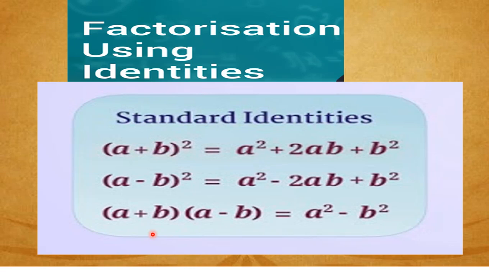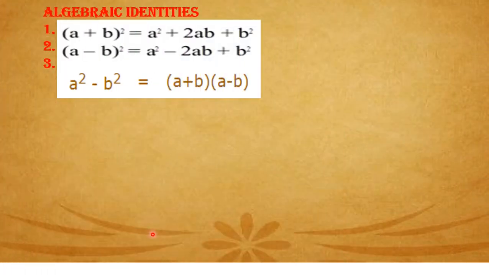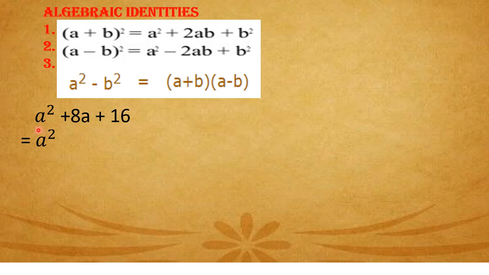So let's start. As we know, these are the algebraic identities, so let's take one expression which we have to factorize: a square plus 8a plus 16. In the previous session, we learned how to factorize algebraic expressions using common factors and arranging in groups. Now, the third method is factorization using algebraic identities. So, we have the algebraic expression a square plus 8a plus 16.